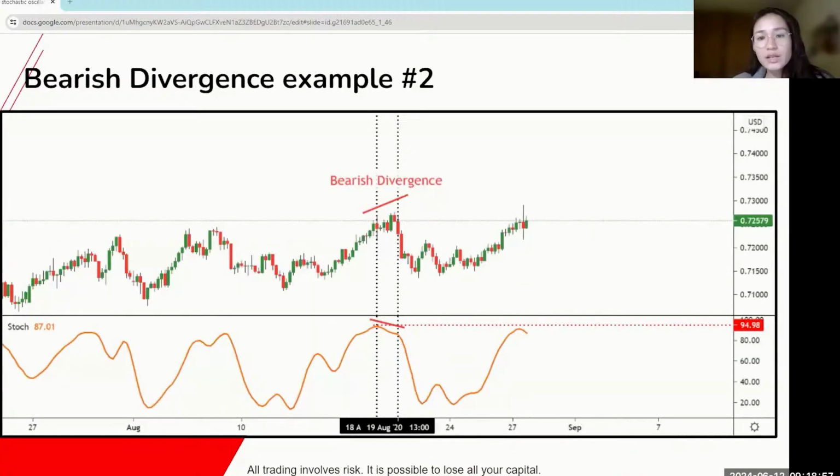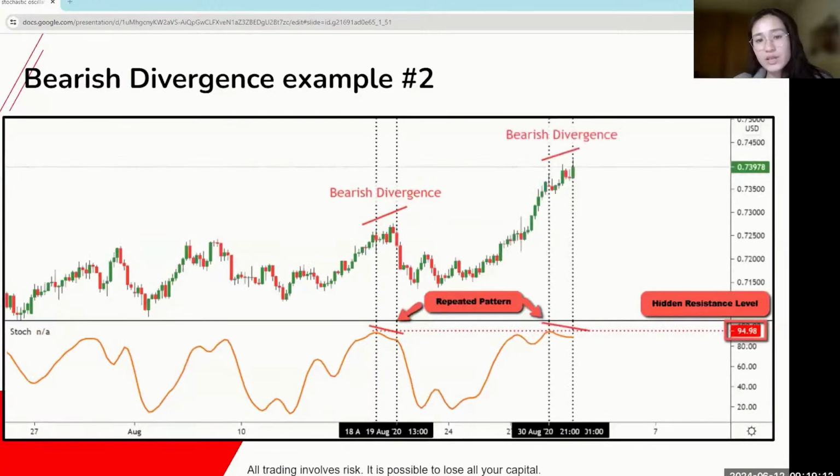Okay, and now another example here. This one's pretty straightforward. When price is making a higher high and stochastic is making a lower high, that is a bearish divergence. So pretty straightforward, and we are expecting prices to react off of that same area, which it did here. Okay, and it's also giving us a repeated pattern with our bearish divergence again, with price making a higher high, and stochastic giving us a lower high.